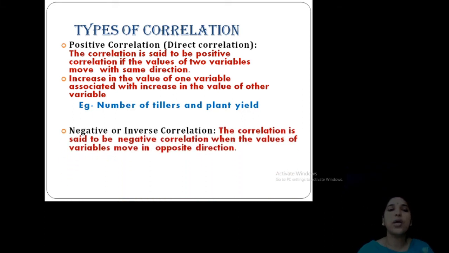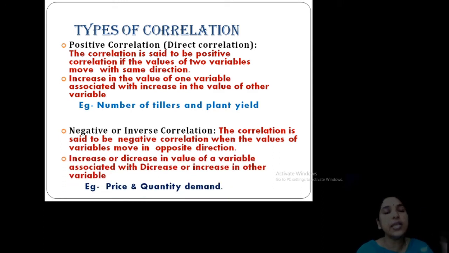Okay. Now, negative or inverse correlation: correlation is said to be negative when the values of the variables move in opposite directions. How is it? An increase in the value of one variable causes a decrease in the value of the other. A decrease in the value of one variable causes an increase in the value of the other. Example, price and quantity demanded.